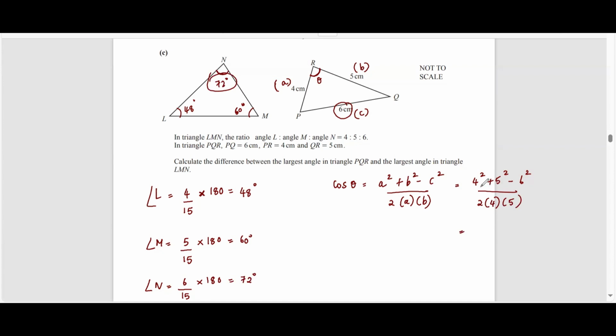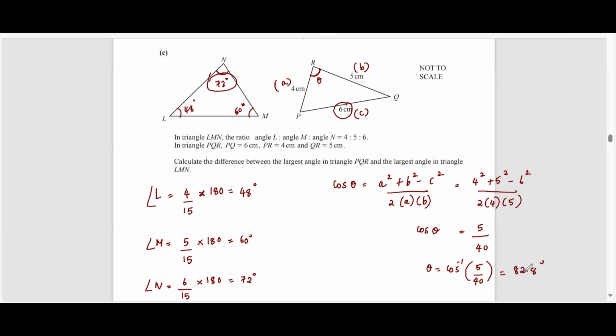So 5 square is 25 plus 4 square is 16. 25 plus 16 is 41. 41 minus 36 is 5, over 5 times 2 is 10, 10 times 4 is 40. So cos theta equals 5 over 40. We need theta. Theta will be cos inverse of 5 over 40. Let's put this in the calculator. Cos inverse of 5 over 40 will give you 82.8 degrees.